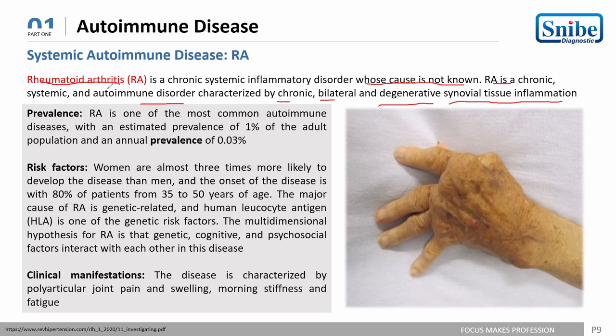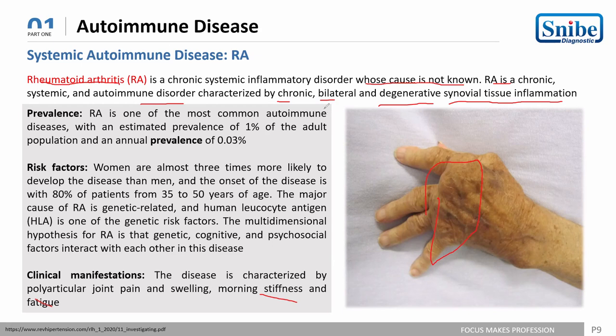If we talk about the clinical manifestations or clinical findings, this disease is characterized by polyarticular joint involvement, especially in the hands and legs, with swelling. Especially in the morning there is some stiffness, and fatigue is observed in patients having rheumatoid arthritis. If we talk about prevalence, rheumatoid arthritis is the most common autoimmune disease, with an estimated prevalence of 1% of the adult population and an annual incidence of 0.03%.